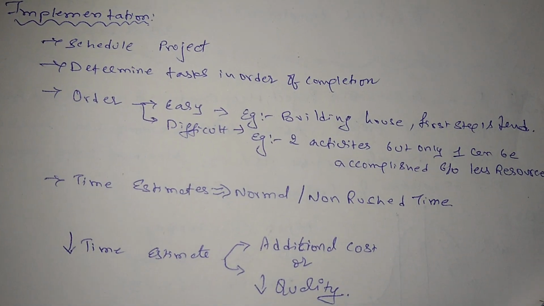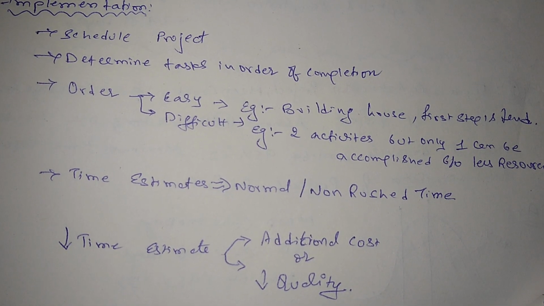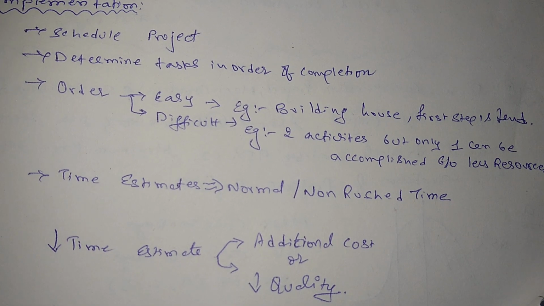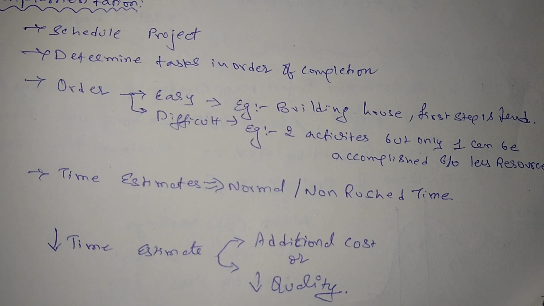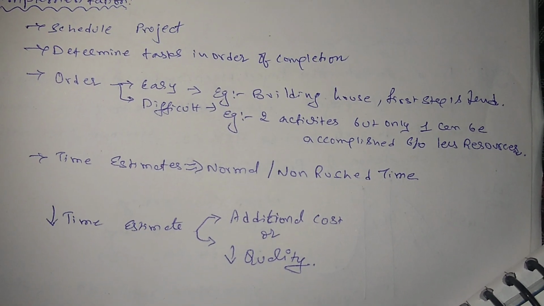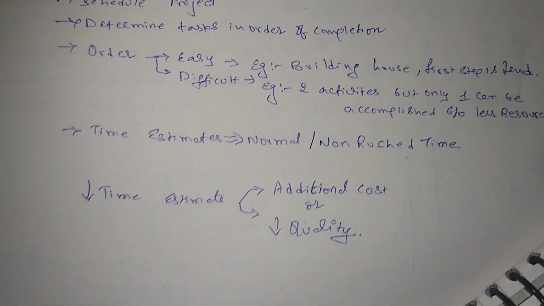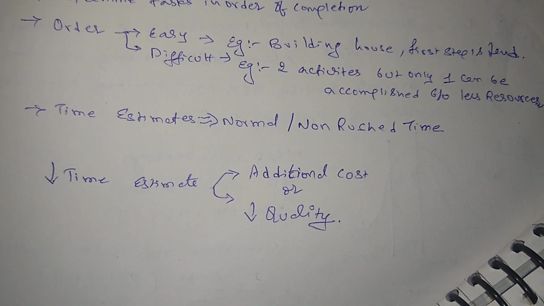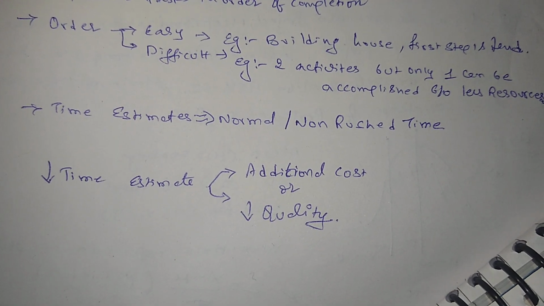Implementation: schedule a project, determine the tasks in order of completion. Sometimes the order is easy, for example, building a house, where we have all the steps in hand. Sometimes it is very difficult because there may be two activities needed which can be done at the same time, and because of fewer resources we can choose only one activity out of the two, so it may be difficult for us to plan.